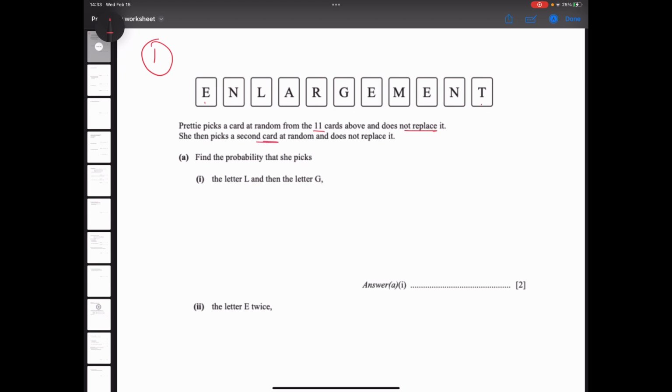So the second card is picked. The letter L is going to be 1 over 11, and the letter G is going to be 1 over 10. You realize that the total number decreases because it's without replacement. That's going to be 1 over 110.